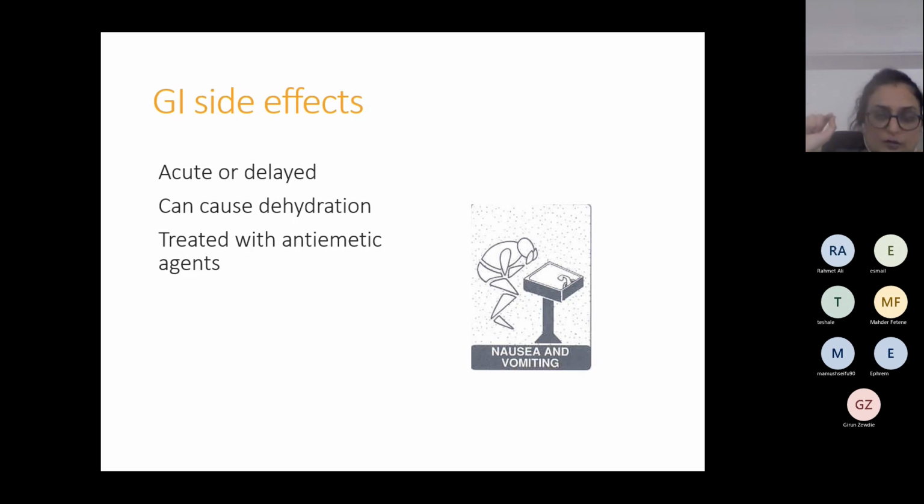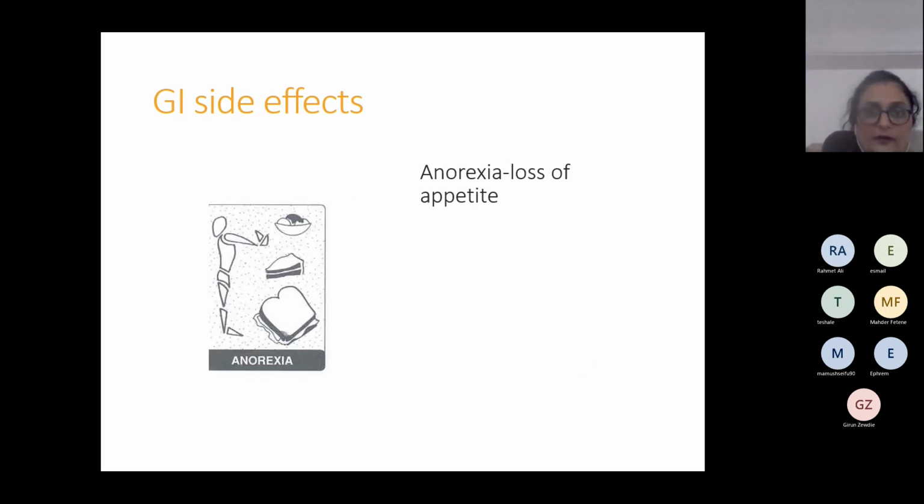Acute or delayed nausea and vomiting associated with chemotherapy is also called CINV, chemotherapy induced nausea and vomiting. Okay, so it can of course cause dehydration. Therefore, antiemetics are given like your palonosetron, granisetron, ondansetron, your aprepitant. Such agents are given for treating chemotherapy-induced nausea and vomiting.